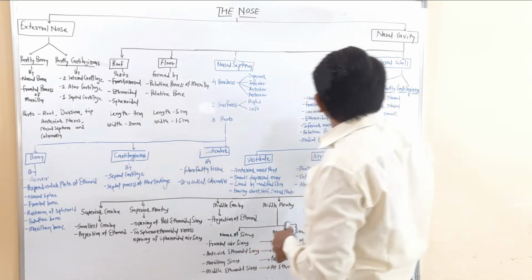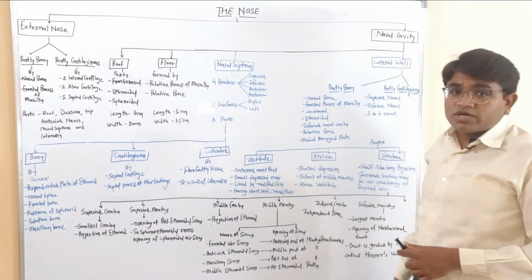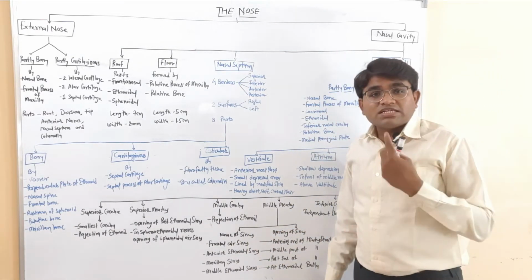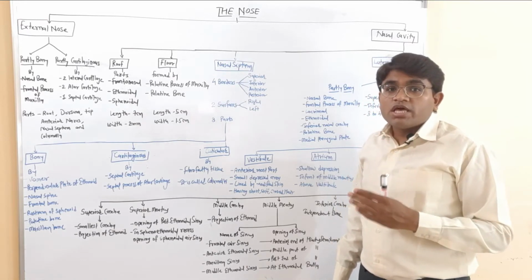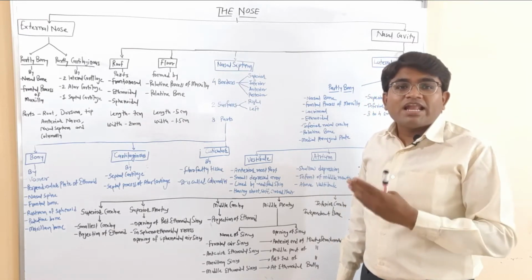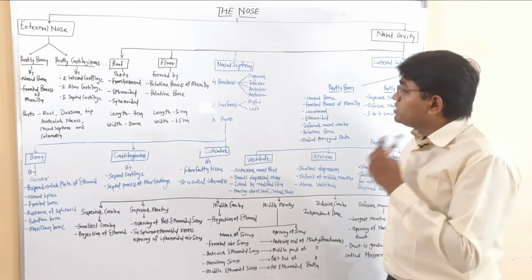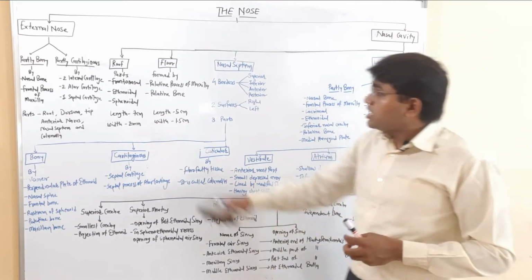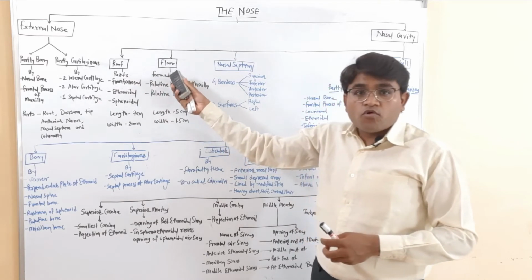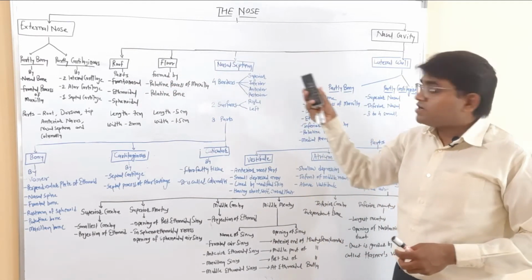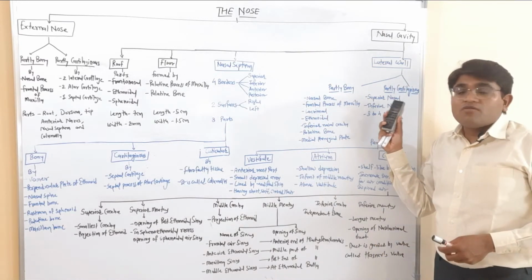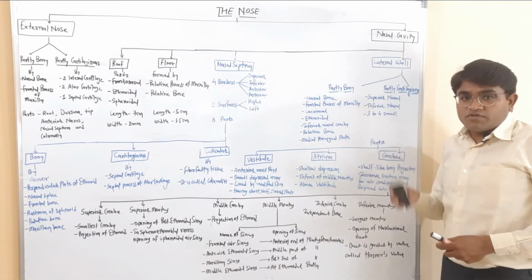Then the nasal cavity. The nasal septum divides the cavity of the nose into the right and left cavity. Each cavity has a roof, then a floor, then a medial surface or nasal septum, and the lateral wall or the lateral surface.